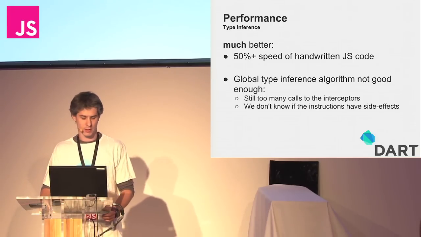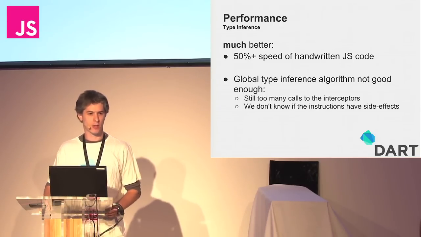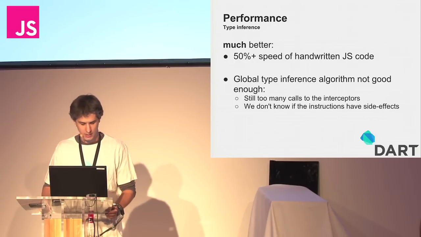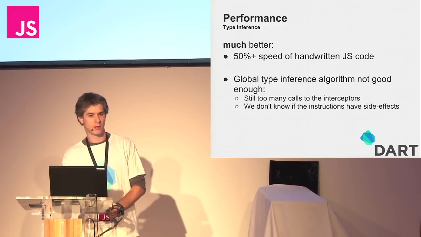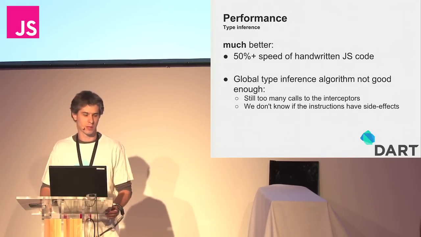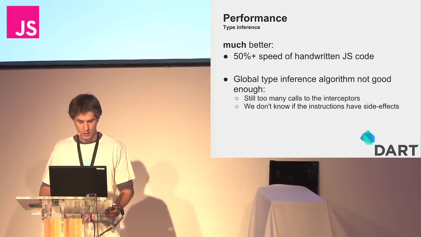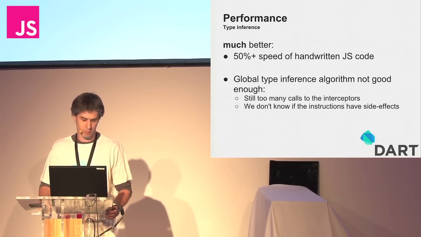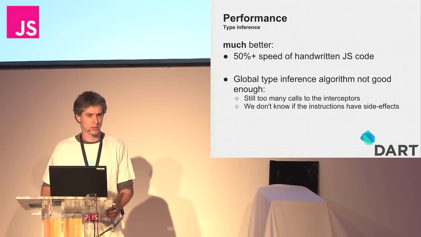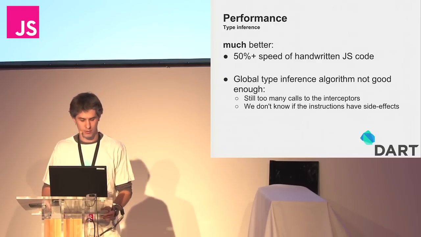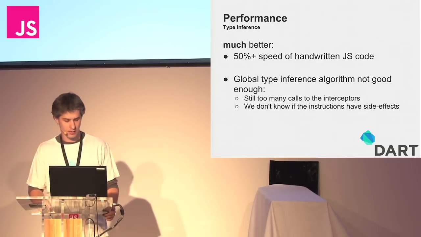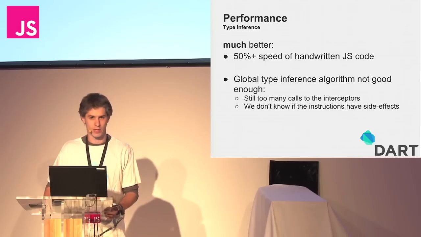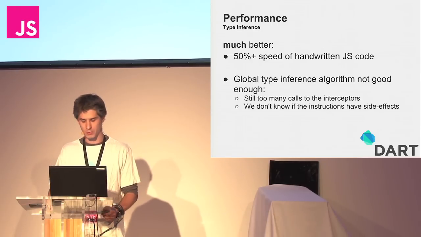There are two things to be noted here. The better your global type inference is, the less static calls you have, so the better you get. And our global type inference algorithm is currently not that good. Something we're going to work on soon. And even if you have a global type inference algorithm that is pretty good, you will still have a lot of calls to interceptors in case you lose track of the types. And these are doubly expensive because, for one, you have the static interceptor calls, and the second one is you don't know if they have side effects, and therefore they destroy your local optimizations.